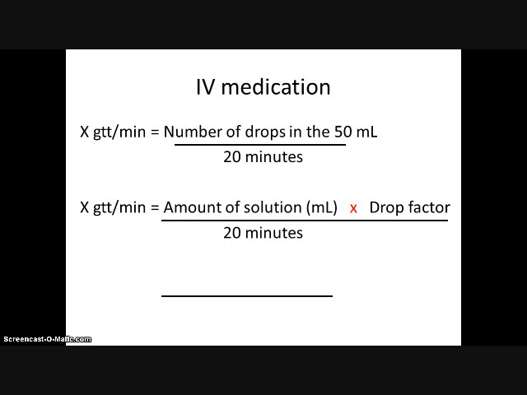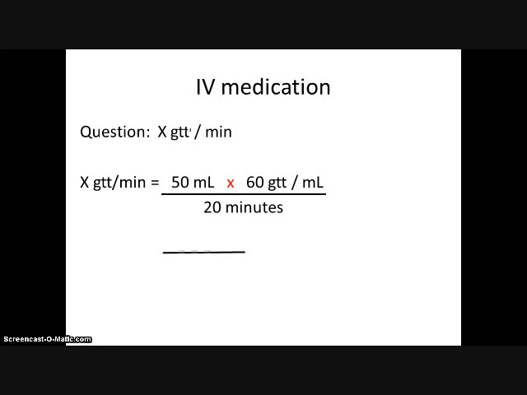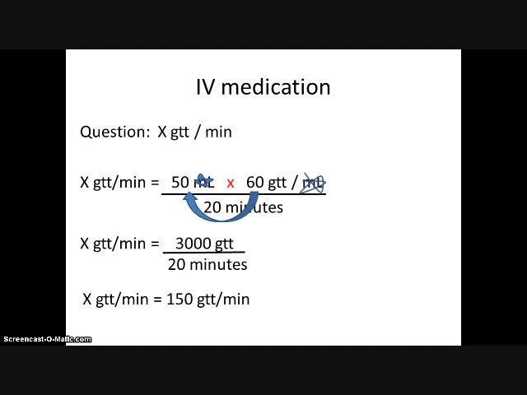Plug it in, and that's 50 milliliters times 60 drops per milliliter over 20 minutes. Let's start solving. We can scratch out the milliliter units, then multiply 60 times 50, which gives us 3,000 drops over 20 minutes. Divide it down, and you get 150 drops per minute.